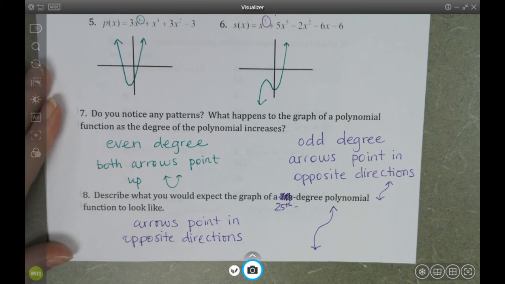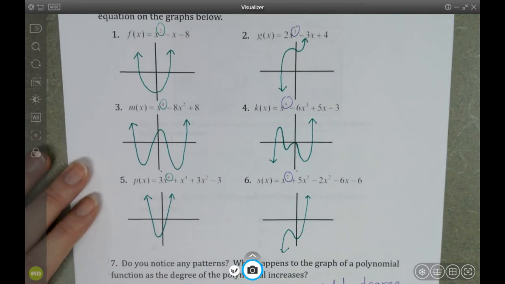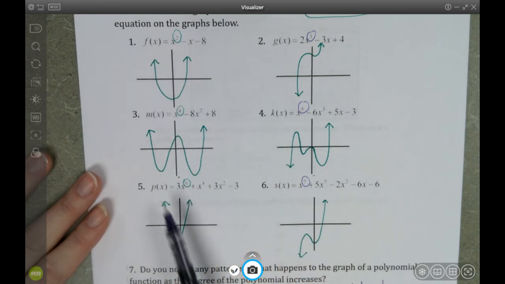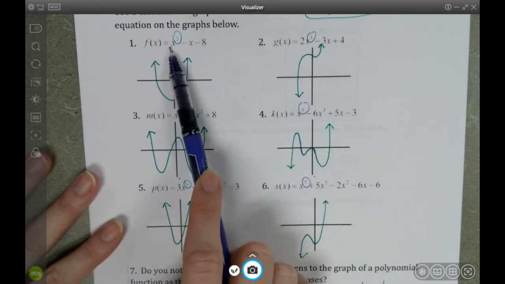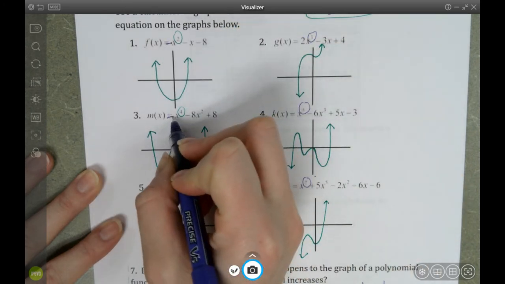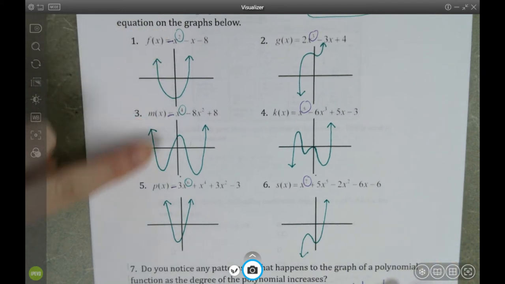Okay, now we're going to go back up to these graphs right here. And I want you to regraph 1, 3, and 5, but I want you to make each of these leading terms negative. So do negative x squared, negative x to the 4th, and negative 3x to the 6th. So you're going to type them in again, you're going to graph them again, but this time make all of those negative.